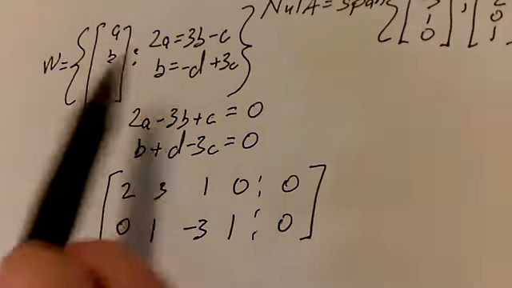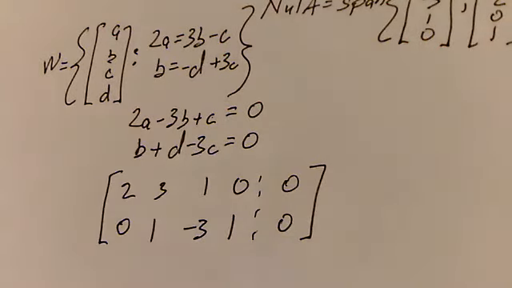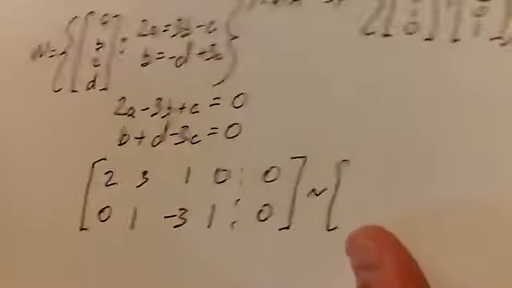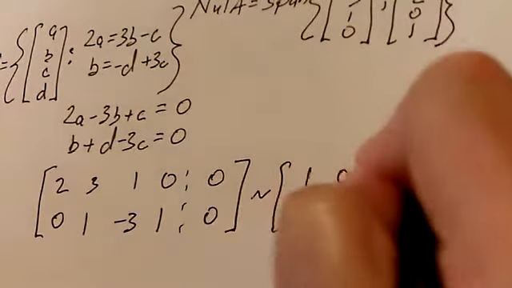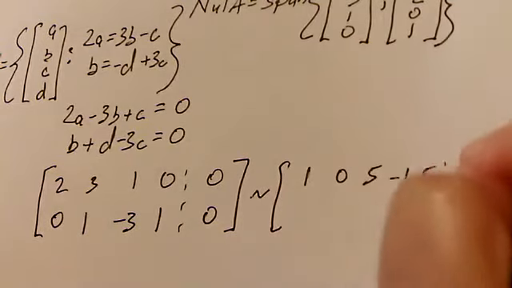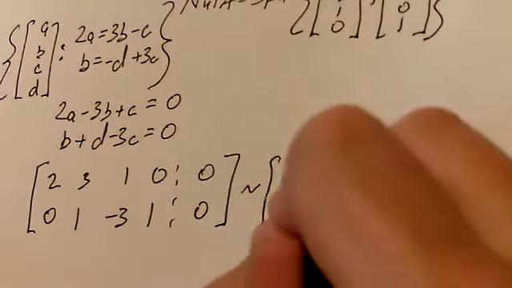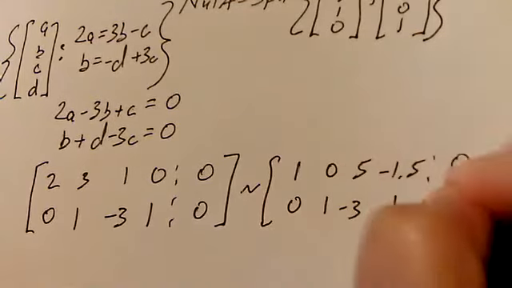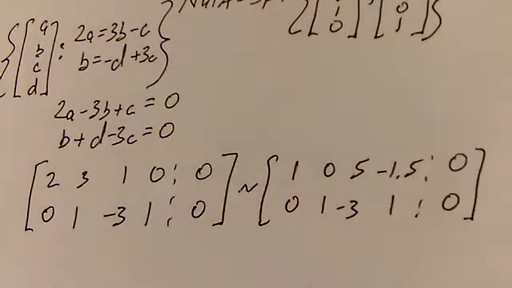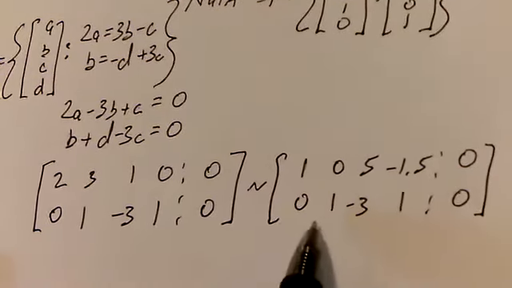I can write the column space and the null space of this vector space, which I know are subspaces, by taking my matrix, which is a 2 by 4, punching it in, and then I want to row reduce that matrix. When I row reduce this matrix, I get the following. I get 1, 0, 5, and negative 1.5, again augmented with 0. And 0, 1, negative 3, and 1, again augmented with 0.